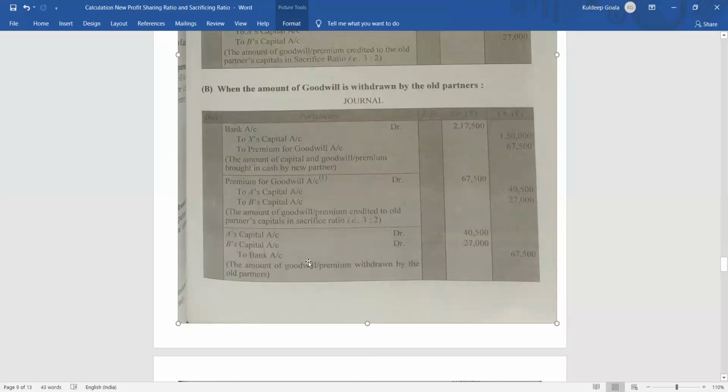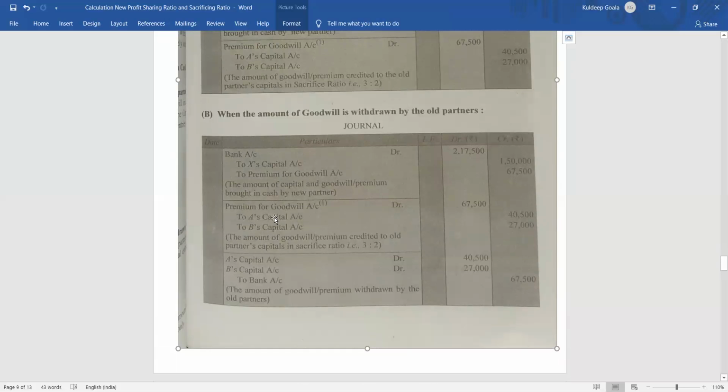So what will be the journal entry? If the partner takes it away, what will happen? Partner's capital account debit, right? Who? The sacrificing partner who is going to withdraw. So S's capital account debit, B's capital account debit. S's capital account debit how much? 40,500. B's capital account debit how much? 27,000. To bank account 67,500.